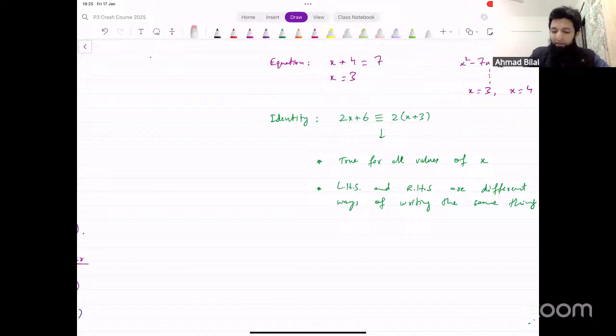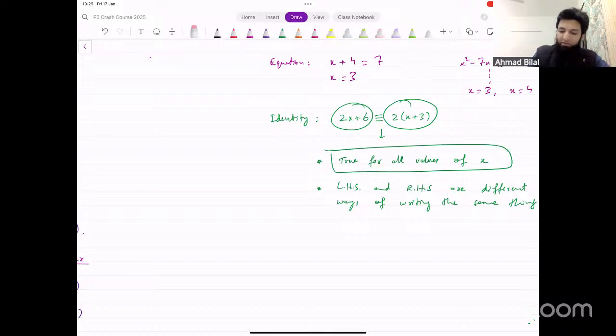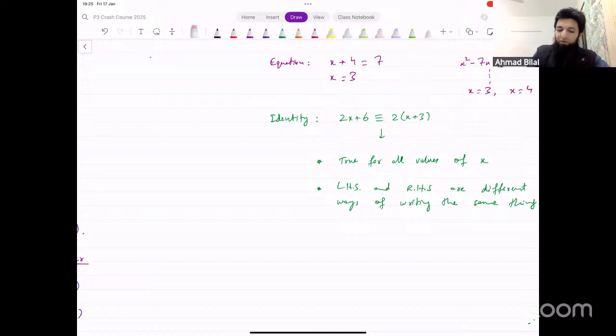What are identities? Identities are represented by these three horizontal lines like this. An identity is something in which the left-hand side and the right-hand side are always equal to each other, no matter what the value of x is. So these are true for all values of x. An identity is something that is true for any value of x.